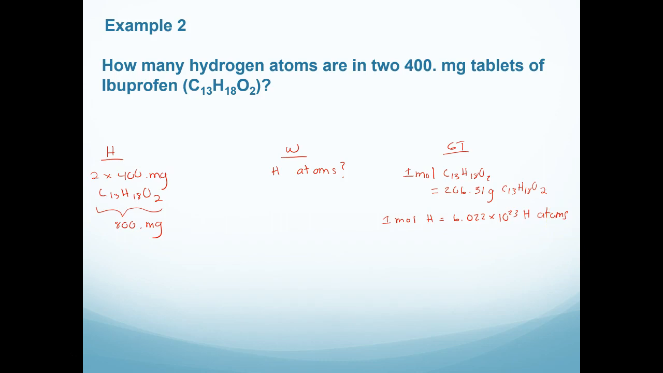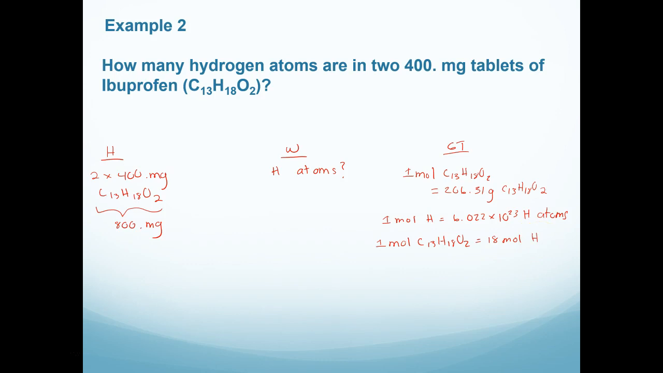Okay, so we are good there. Let's ask our next question. Am I starting with one substance and ending with something else? I'm starting with ibuprofen and I'm ending with hydrogen. So now I do need a mole ratio that relates this whole thing, ibuprofen, to hydrogen. So what I can do is say 1 mole of the whole thing is equal to, remember I'm looking at my subscripts to know those mole ratios, 18 moles of hydrogen.